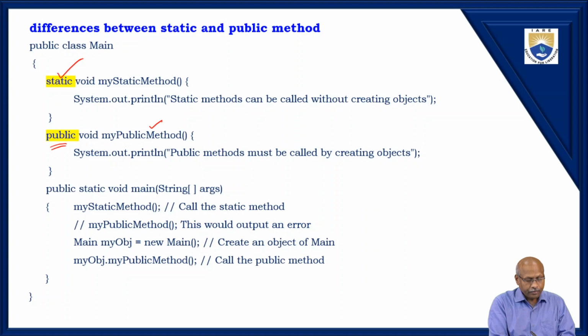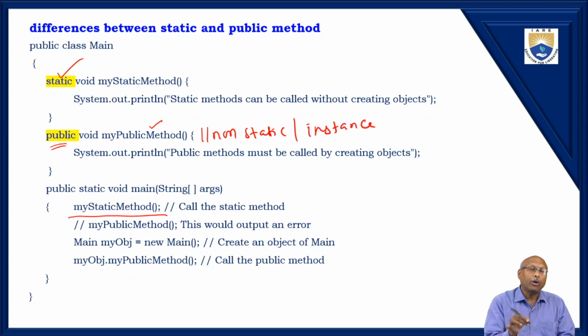Similarly here, my static method 1 we are calling, and automatically this method will be called, because if it is a static method, you can call it directly. Similarly, if it is a non-static method, now simply if you write public, this becomes a non-static method, also known as an instance method. If it is an instance method, you can call it through an instance only. So now here my public method is an instance method that I have to call through an object only.